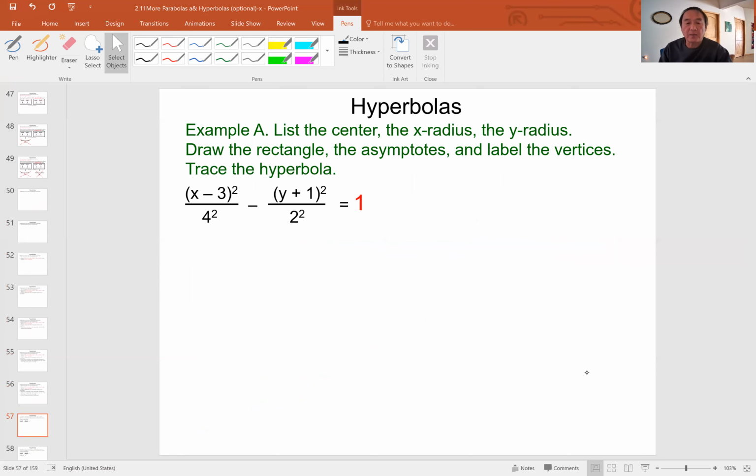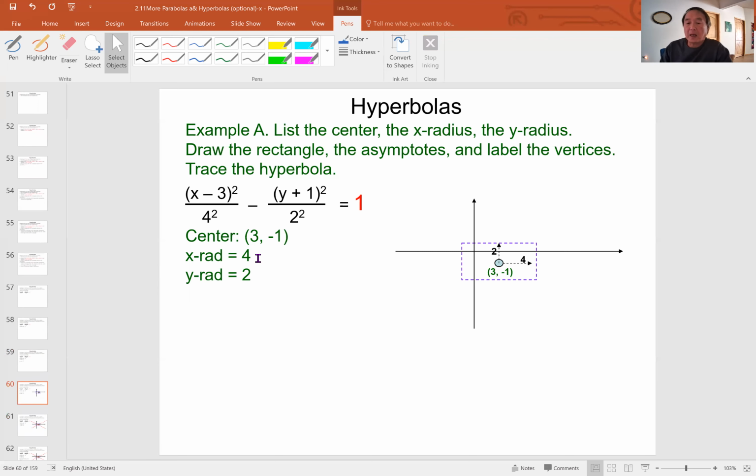Okay, let's just do examples. First, I know it's a hyperbola. How? Because I know there's a positive x squared and one negative squared term, different signs. Therefore, the graph of this is a hyperbola. Where's the center? (3, -1). And the x radius is 4, the y radius is 2. And it forms this box.